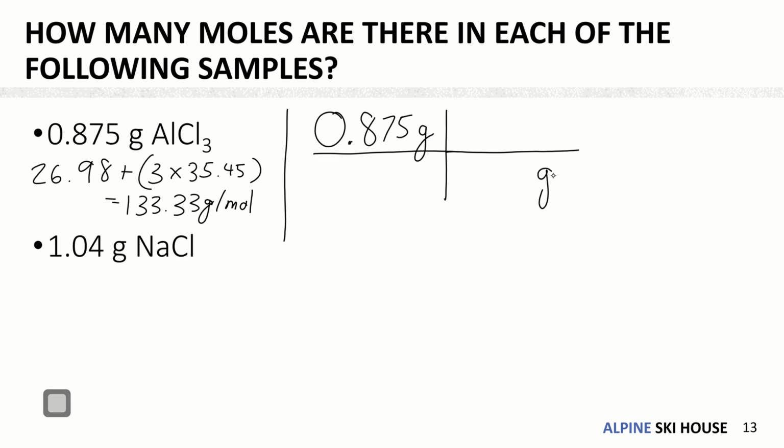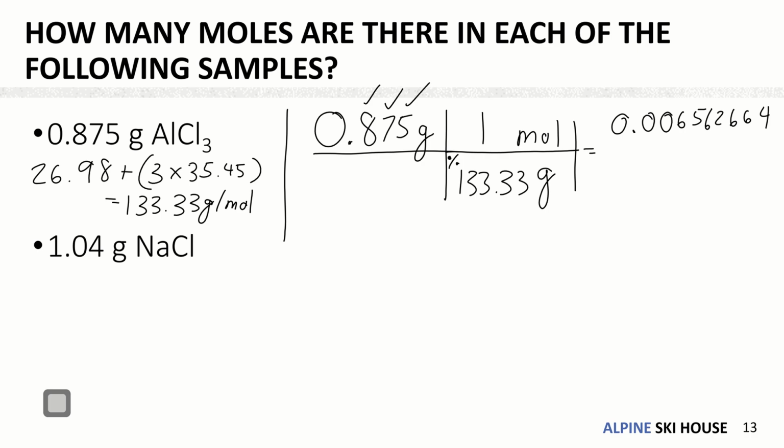Since grams is on top, I'm coming from grams going to moles. What number always goes in front of moles? 1. How many grams? 133.33. This is going to be a small number. 0.875 divided, because it's on the bottom, we're dividing, by 133.33. I am getting 0.0065626664. Well, how many sig figs do I want? I want 3. So this would be 0, I keep the placeholders, 0, 0. I'm looking at these 3: 1, 2, 3. The 2 does not round up the 6, so 0.00656 moles.